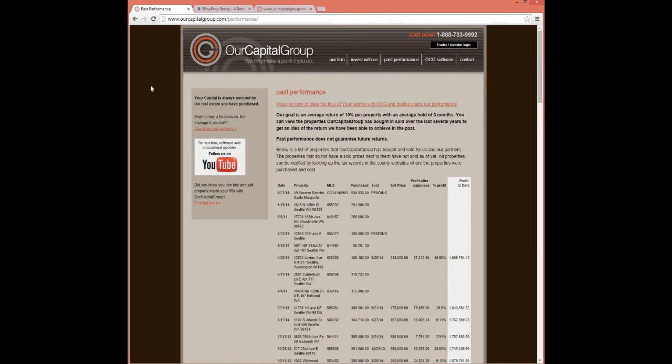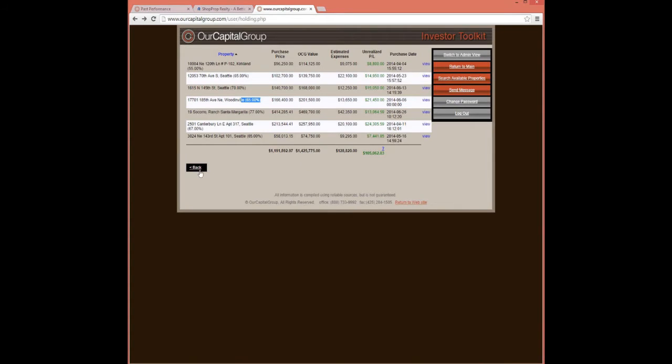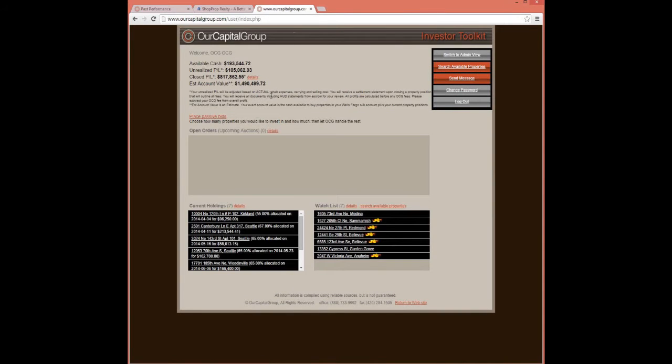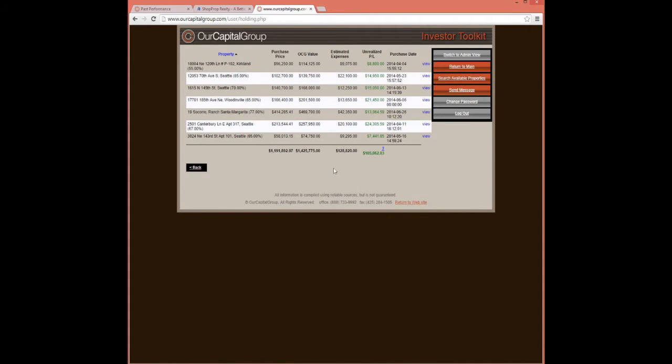If you have an account with our capital group, you can always log on, and you'll see something that looks like this, which will be your available cash, your estimated account value, and what properties you're in. The nice thing about that is the idea that you own a piece of this. As you can see, I only own 55% of this property. There are other partners that own the other portion of it, so they get to see that when they're involved with a particular property.